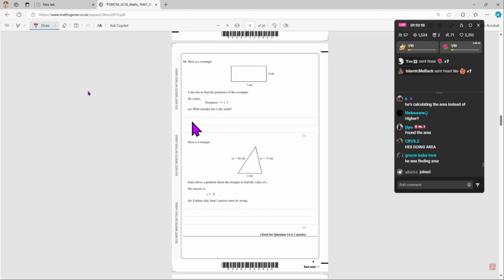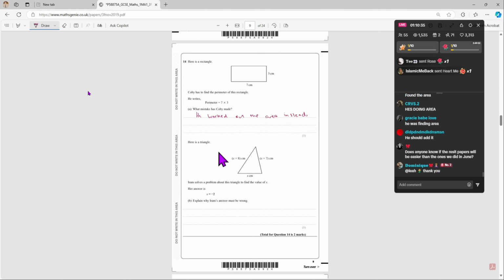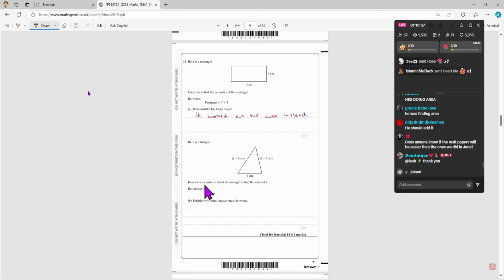Yes, he worked out the area instead. Good. Now, here is a triangle. Iram solves a problem about this triangle to find the value of x. Her answer is x is equal to minus 2. Explain why Iram's answer must be wrong.